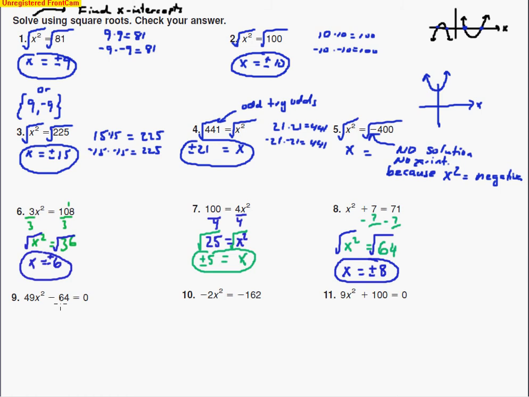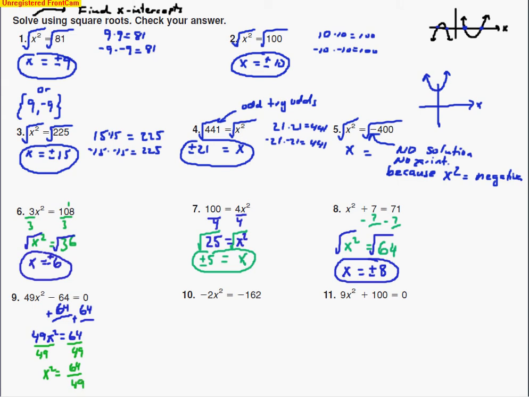So this next one, we have a little bit more work to do. So you got to end up subtracting. We've got a subtraction of 64, so we're going to do an opposite operation of adding 64 to both sides. So what I have now is this 49x squared equals 64. And so I'll go ahead and do some division there. I'm going to divide by 49. And when I do that, I end up with this. I have x squared equals 64/49.